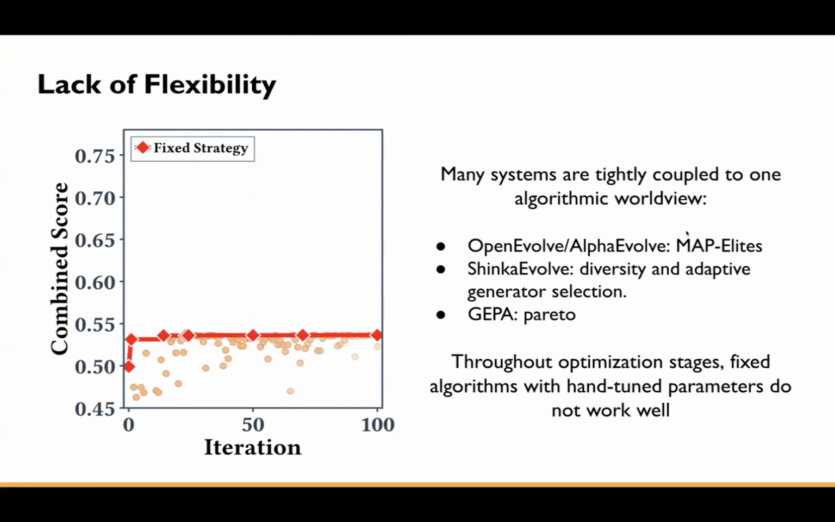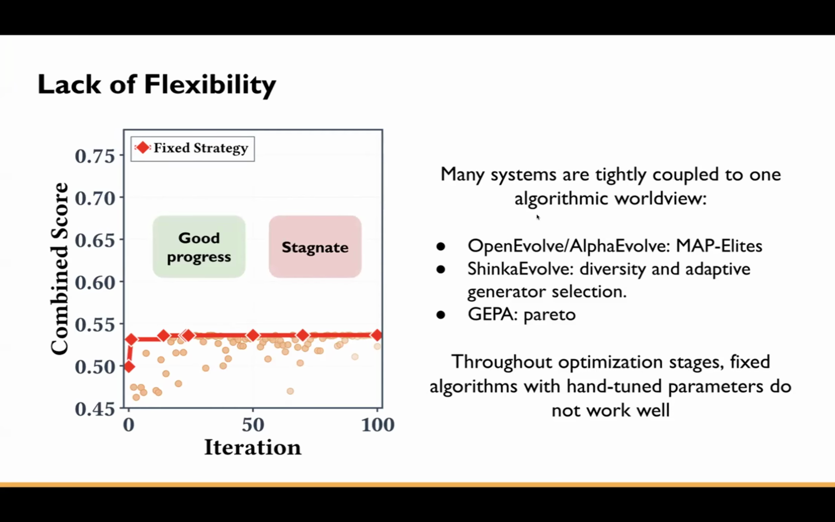Lastly, many systems are tightly coupled to one algorithmic worldview. For example, previously I gave examples where you need an island structure for selecting candidate solutions for generating a better next one, and then Pareto frontier curves; different algorithms have different structures. Throughout the optimization stages, these fixed algorithms with hand-tuned parameters typically do not work well. You may see some good initial progress in, let's say, the first 50 iterations, but then it will quickly stagnate at later iterations.